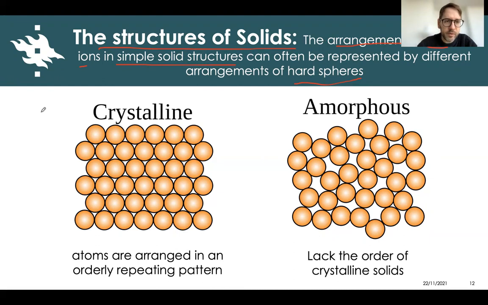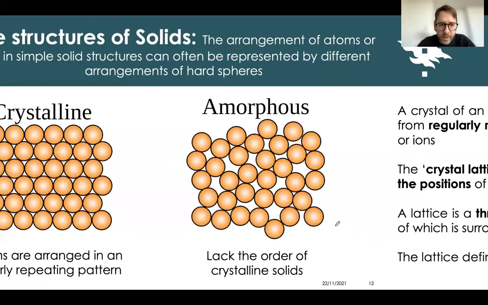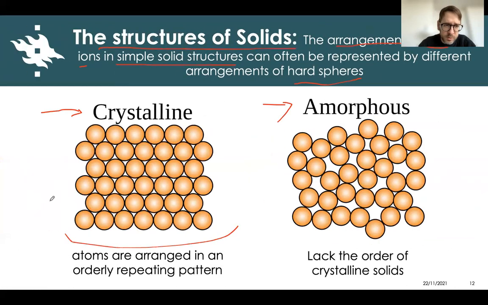Okay, so we can have a solid that is crystalline and a solid that is amorphous. A crystalline solid means that atoms are arranged together in an orderly and repeating pattern, while an amorphous solid lacks order. So we have a disordered arrangement of atoms in the structure. Most of the materials that we will be discussing are crystalline materials.